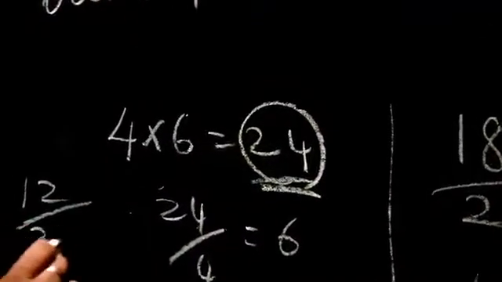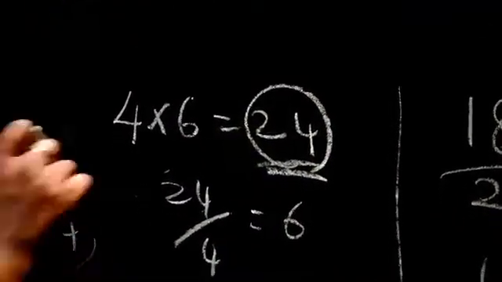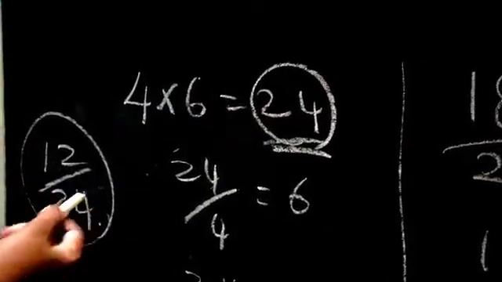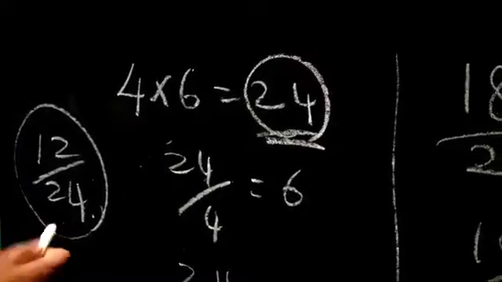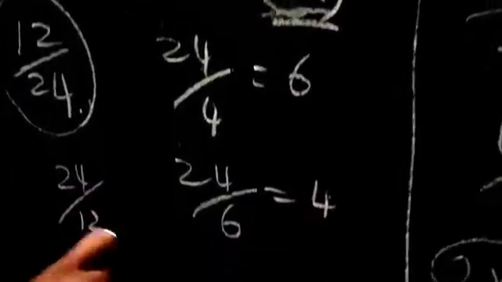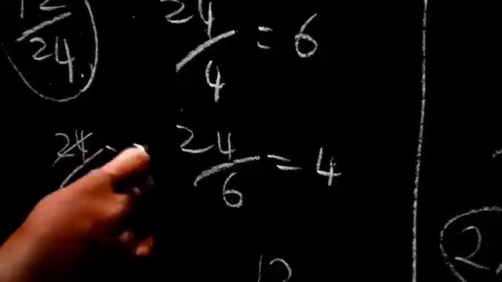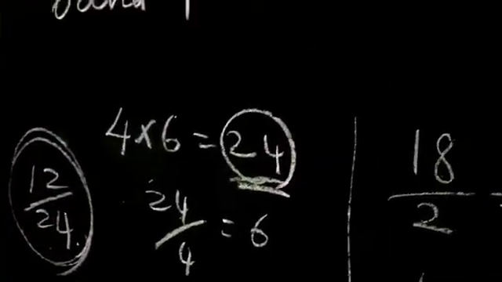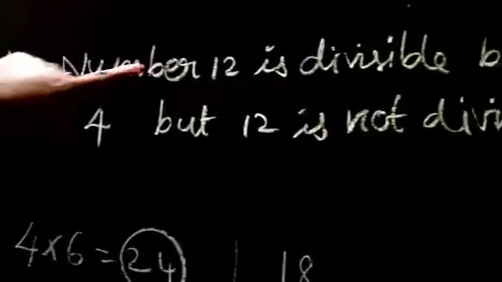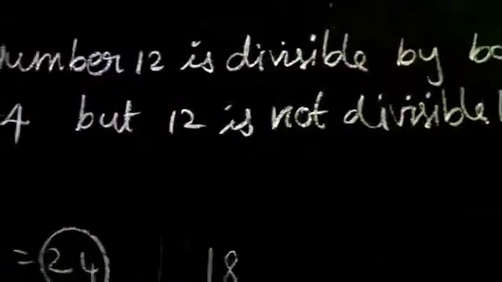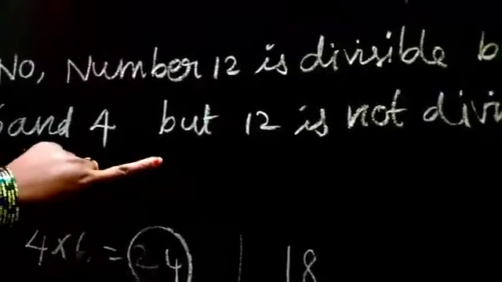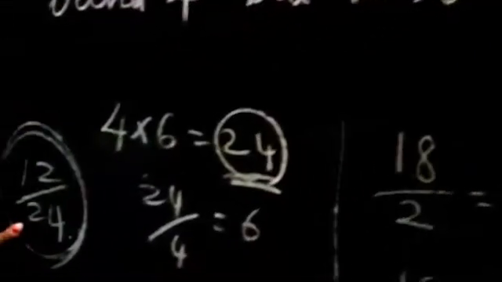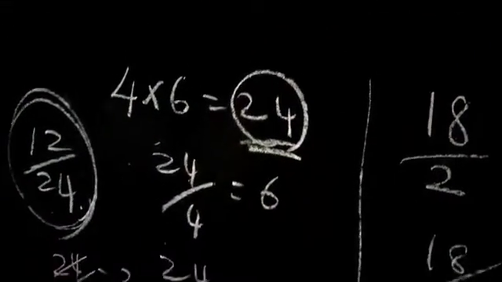12 cannot be divided by 24. This is what our answer we want to tell. Because it is the lesser number, the bigger number is in the denominator. 24 can be divided by the 12th table 2 times. Okay. But they are asking this question now. So we have to tell no. Number 12 is divisible by both the 6th and 4th table, but 12 is not divisible by 24. 12 is not divided by 24. 24 can be divided by 12.